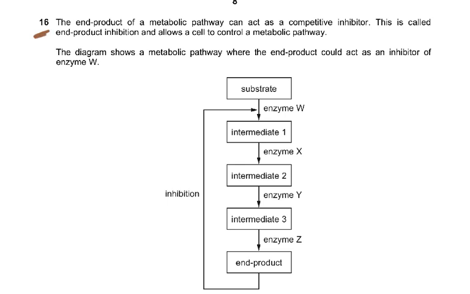Now coming to question number 16. The end product of a metabolic pathway can act as a competitive inhibitor. This is called end product inhibition and allows a cell to control a metabolic pathway. The diagram shows a metabolic pathway where the end product could act as an inhibitor of enzyme W.